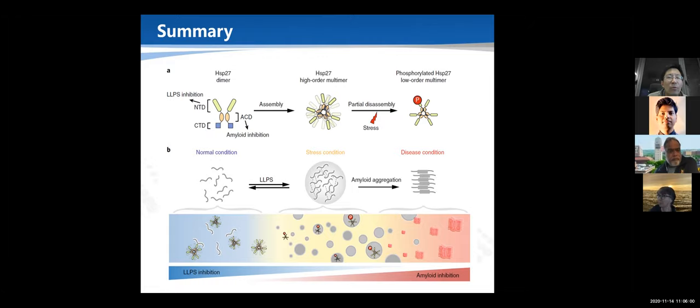So I think this dynamic assembly and disassembly can fine tune its chaperone activity and also its domain organization and the ultrastructure of HSP27, corresponding to different structure and different function, either preventing aggregation or co-phase separating and preventing amyloid fiber formation. Thank you. Thanks, Ram.